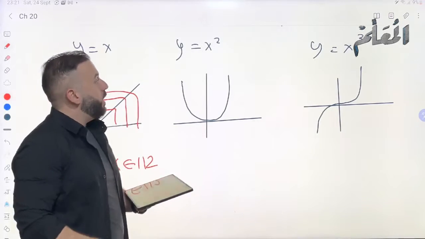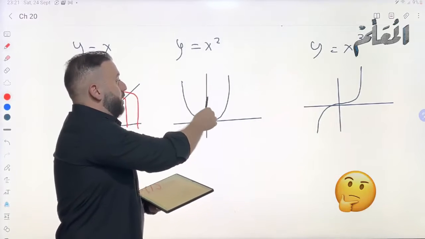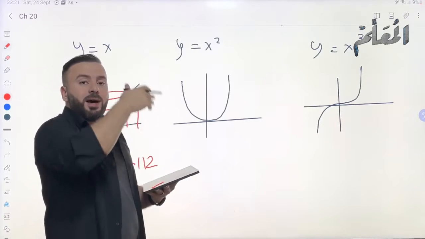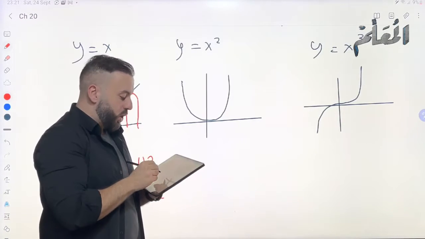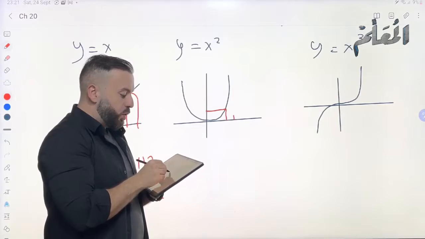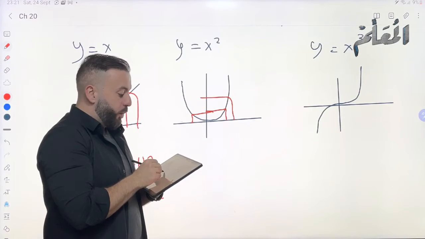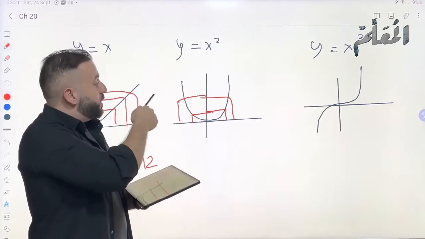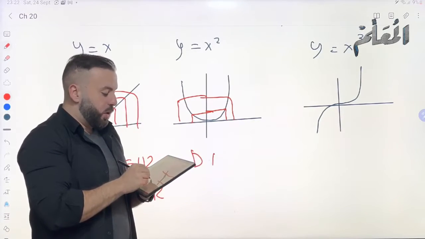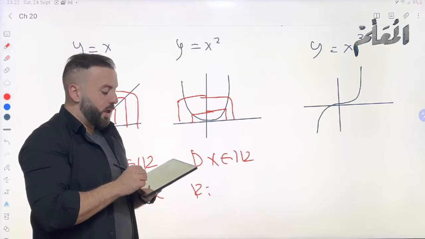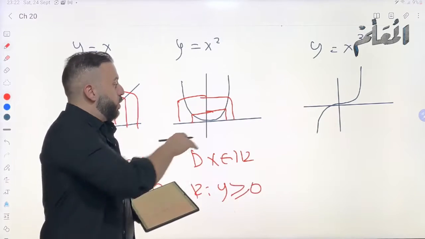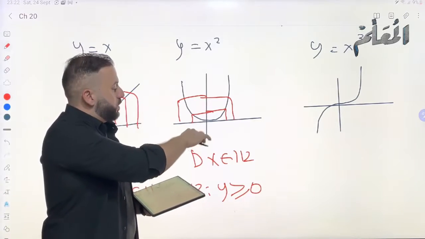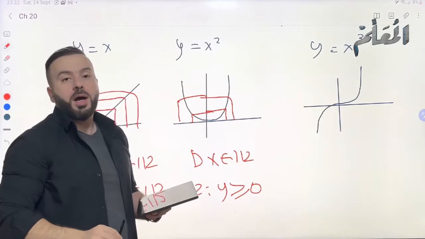But in the case of y equal x squared, look at this, the graph is limited to the positive y-axis. You can check here: if I put 1, the answer is 1. If I put 2, the answer is 4. Put negative 1, the answer is 1. If I put negative 2, the answer is what? Also 4. So in this case, my domain is x belongs to the real numbers, but the range is y greater than or equal to 0, because it's above the x-axis. That's the reason I say it's limited to the positive y-axis.